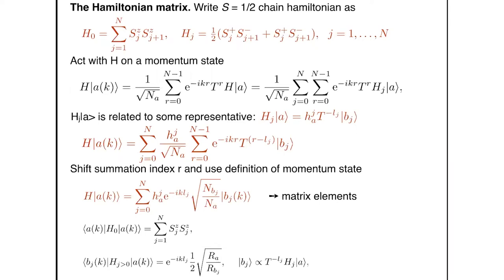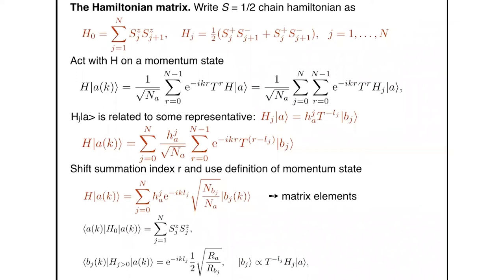So if you look at the whole H on that momentum state, when I relabel my summation, I get TR back here, and then I get a phase out of the whole thing. And what's left is equivalent to one of these other momentum states, based on the BJ representative. But because the normalizations are potentially different here, because these states can have different periodicities, there will be some factor in front to account for the normalizations.